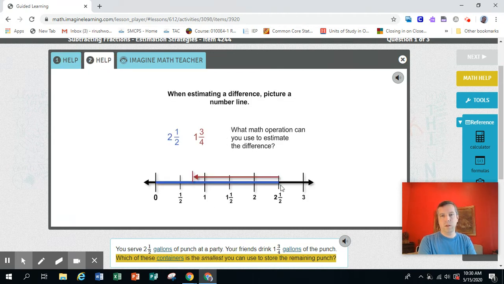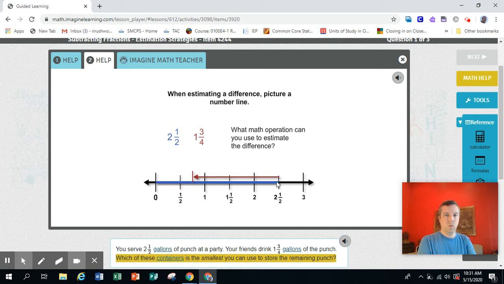Now here's a different model. It's a number line. 2.5 gallons of punch, 1 gallon, 2.5 gallons, and 1 3/4 consumed. So if we go back 1 gallon from 2.5, we go to here. You can see that's the same distance as from 0 to 1. So 1 gallon, going back a half, 1.5 gallons, and then a half of a half is a fourth.